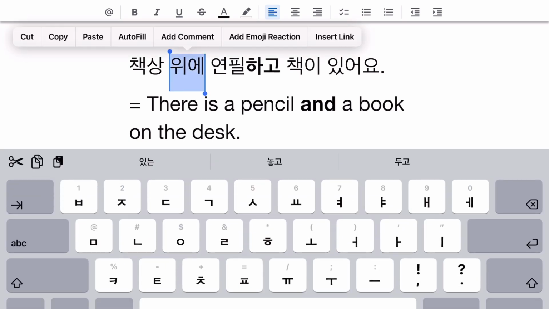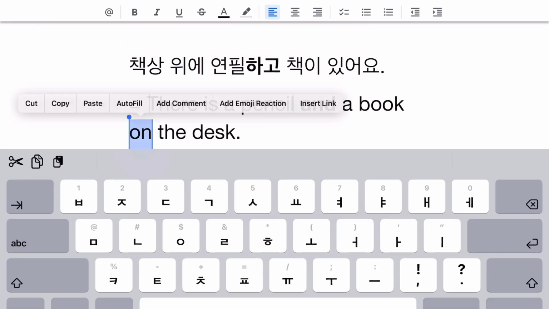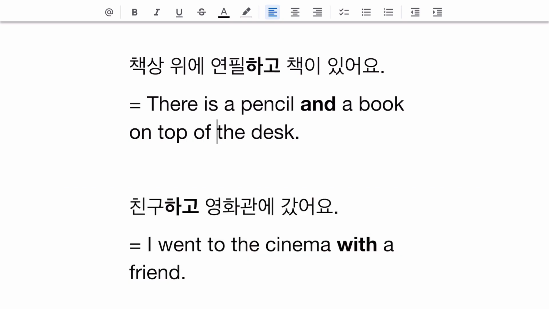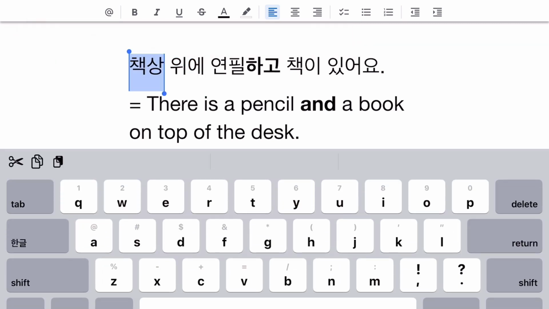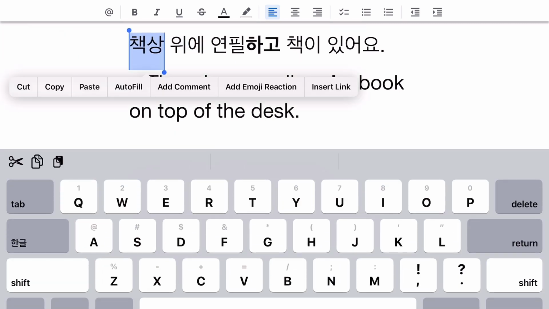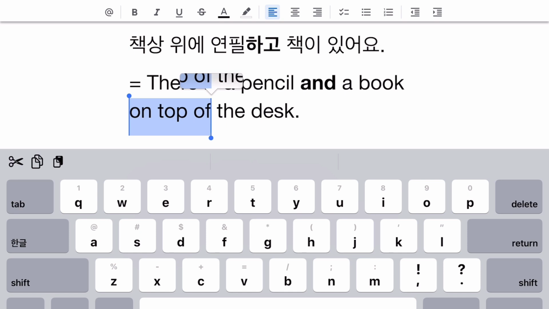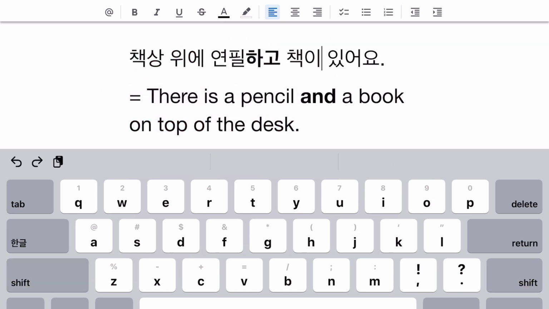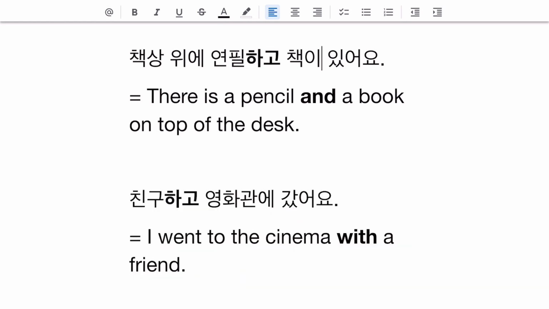Okay, so here, this is a preposition, which in English would be like "on top." In English, "on top of" is a preposition, a prepositional phrase. In Korean, technically, it's called a postpositional. Post because it's after the word it's talking about. In English, it's before, right? On top of desk. In Korean, it's after desk, on top of. So keep that in mind. 연필, pencil, 책, book. 연필하고 책, pencil and book.